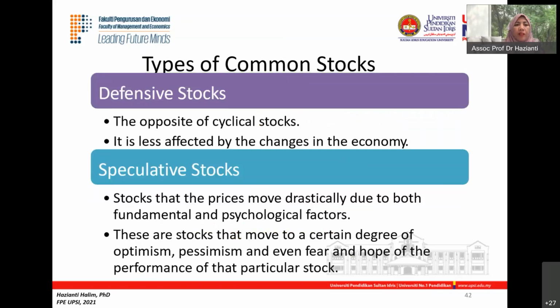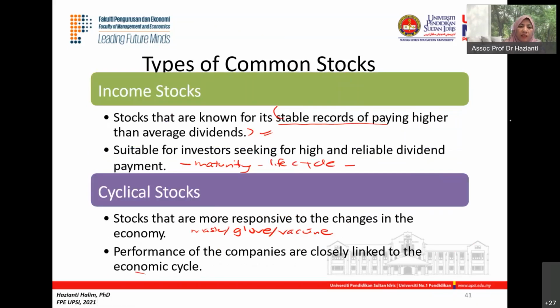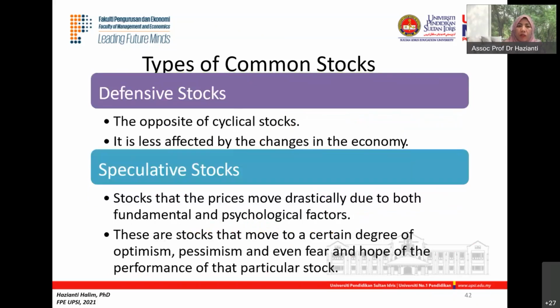Okay. Defensive stock. Kalau tadi dekat sini, responsive to the changes in the economy, so what happens in the economy is reflected in this type of stock. For defensive stock, it is the opposite: less affected. Whatever happens in the economy, they are less affected. For example, business in the food industry. Macam mana rupa pun orang, people will still eat. So less affected by changes in the economy.